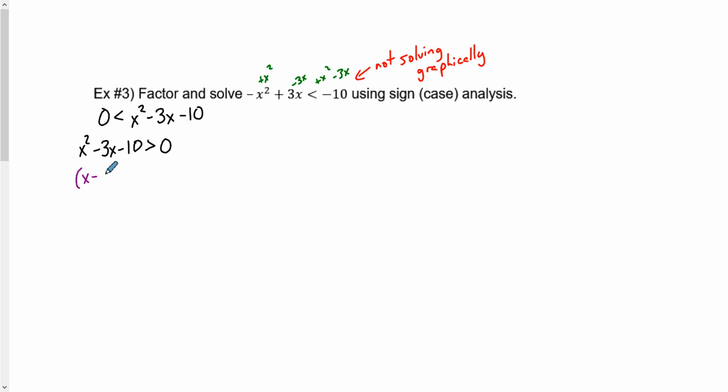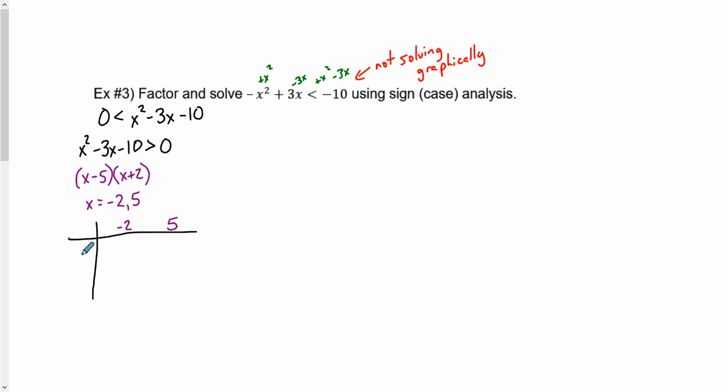So it will be x subtract 5 and x plus 2, which means that our two x-intercepts would be -2 and +5. We do our sign analysis. Notice how I do have it called case analysis as well, just because our textbook also uses the word case. They're the same thing, essentially.